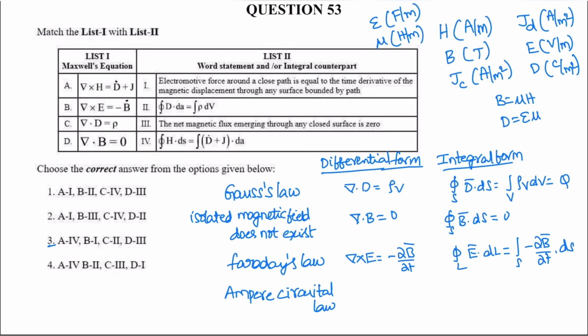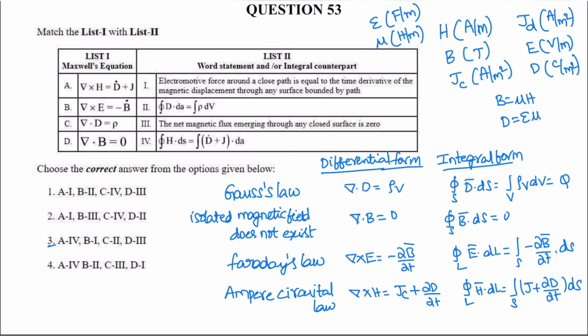Similarly, Ampere circuital law: del cross H is equal to J bar, the conduction current density. In the modified Ampere circuital law, del cross H is equal to J bar plus dou D by dt. In integral form, the closed line integral of H bar dot dl bar is equal to the open surface integral of J bar plus dou D by dou t dot dS. So these are the Maxwell equations in differential form and integral form: Gauss law for electric field, Gauss law for magnetic field, Faraday's law, and Ampere circuital law.